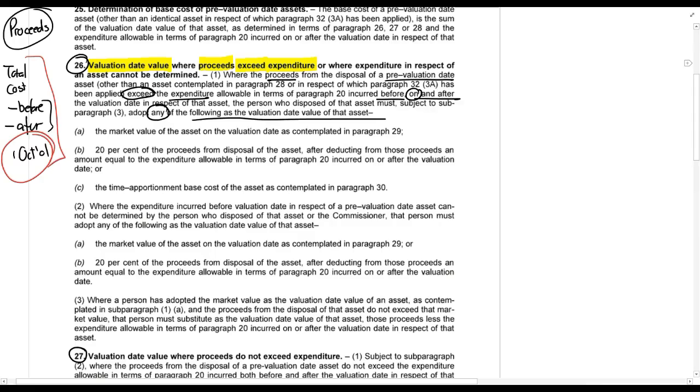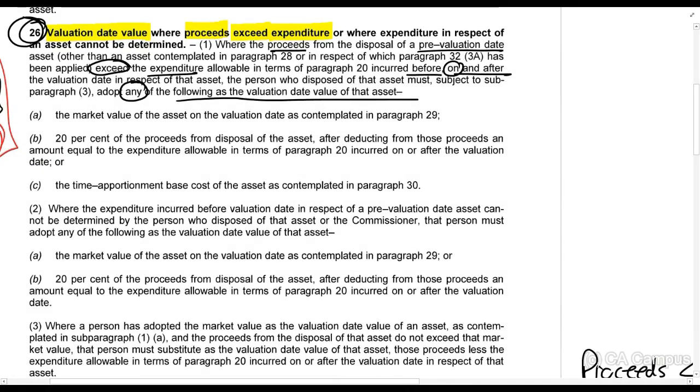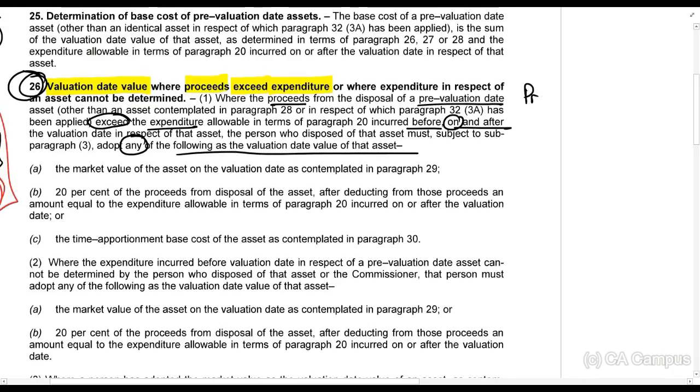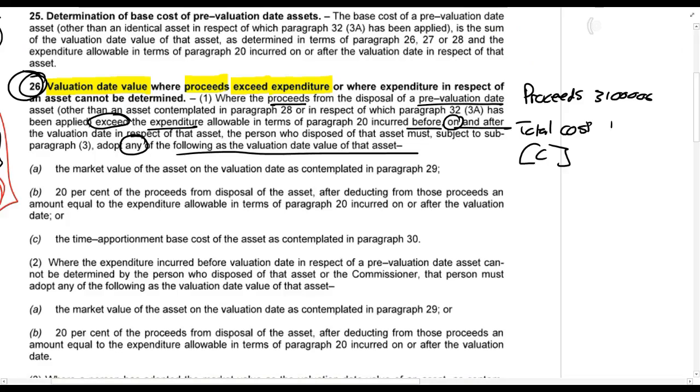Now you can decide if you use paragraph 26 or paragraph 27. Now we haven't looked at paragraph 27 yet, but what paragraph 27 says is basically where proceeds is less than the total cost. That's basically what it tells us. Now, in this case, paragraph 26 is where proceeds exceed the total cost. Now, proceeds is now 3.1 million rands, and total cost, which is part C in my solution, is 1,070,000. So can you see? Proceeds exceed total cost.